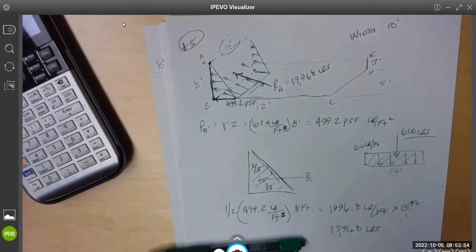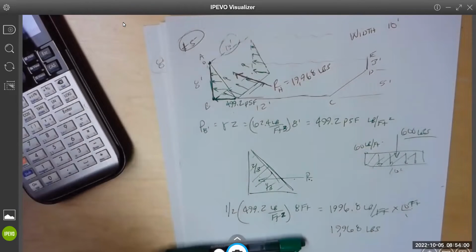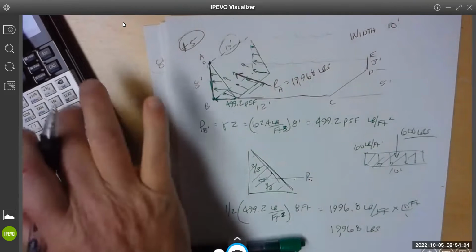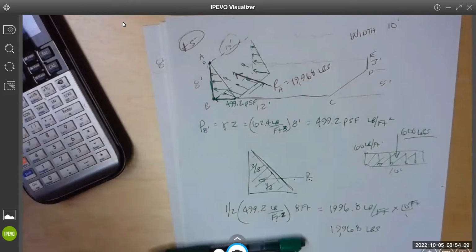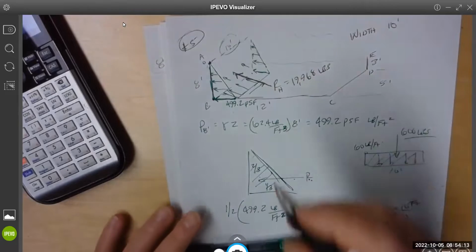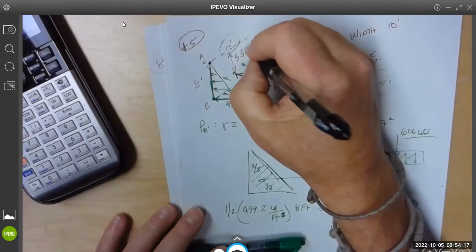And then what do we get for the location? Like 1/3 of 8 would be 2.66 from the bottom, or 5.33 from the top. However you want to give it. 5.33 feet.